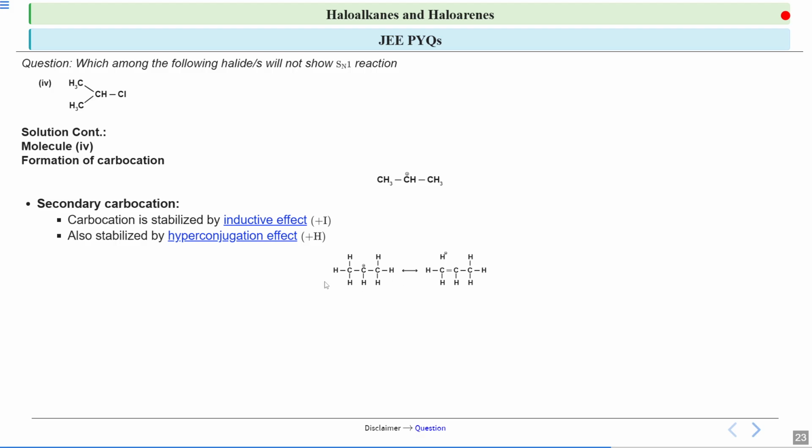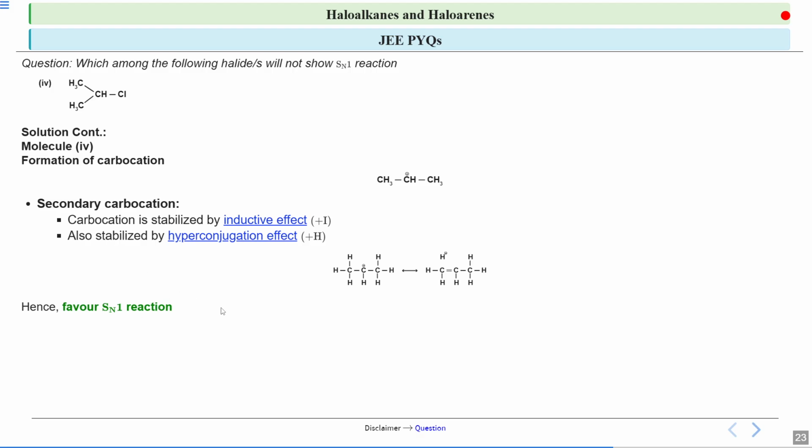How? You can see that this sigma bond between carbon and hydrogen shows the positive hyperconjugation effect, and the electron pair shifts to this carbon. The positive charge is removed from this carbon, a double bond forms for the stabilization of the carbocation, and H positive is removed. So because this carbocation is stable, stabilized by the plus I and plus H effects, this molecule will also favor the SN1 reaction.